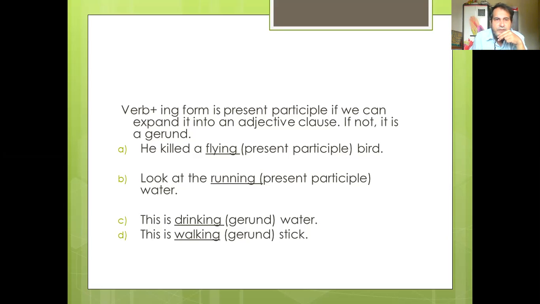And the next example, look at the running water. How was the water? The condition of the water is mentioned. That's why it is an adjective.